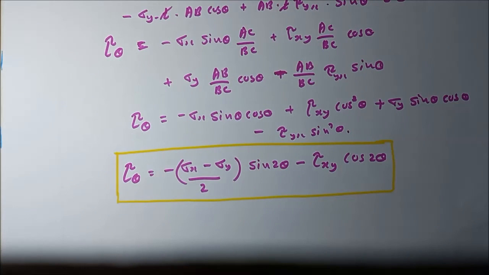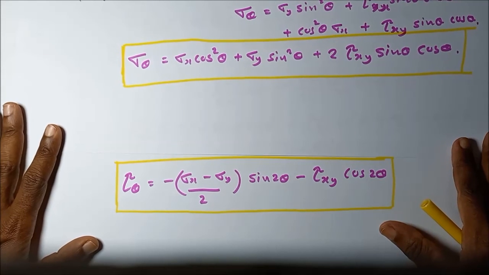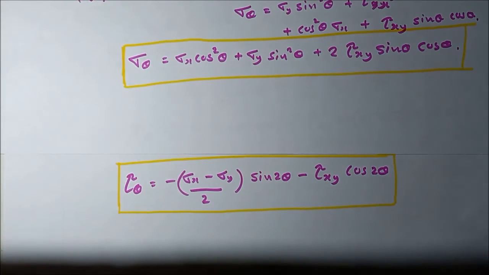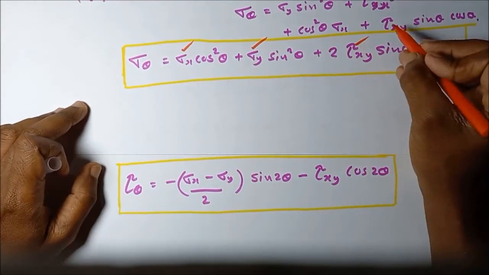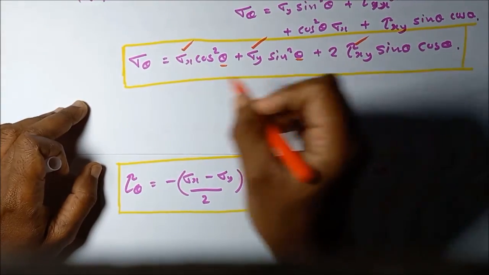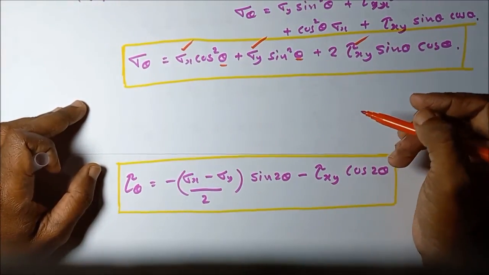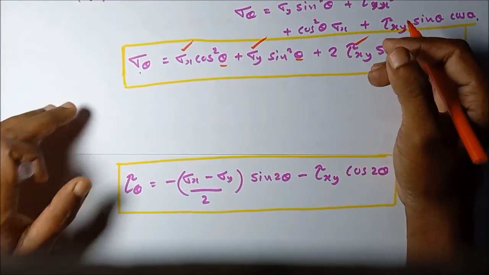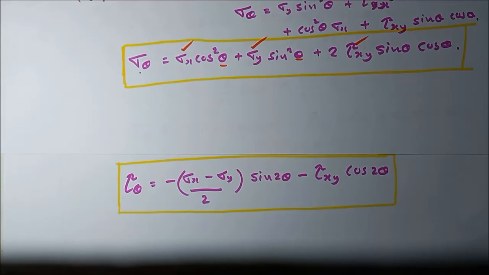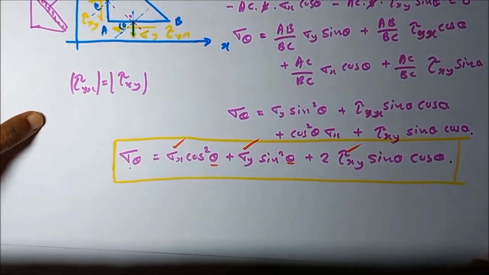Okay, these are the two equations we can use to find the stress on an inclined plane. Here sigma x known, sigma y known, tau xy known, theta is known, then we can find the sigma theta. For any inclined plane, for any inclined direction, we can find the normal stress and the shear stress acting using these two equations. Okay, let's understand the use of these equations through an example.